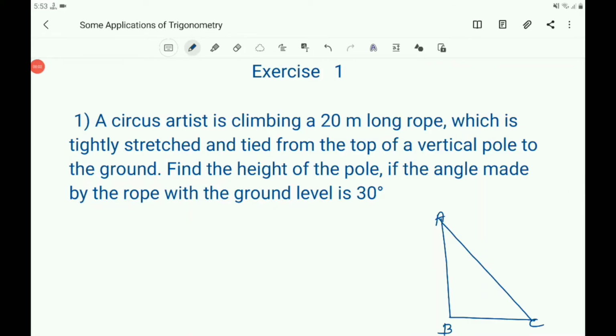Dear children, let us continue the chapter Some Applications of Trigonometry. Now let us solve the problems given in exercise 1 of the chapter. Now you take the first one.